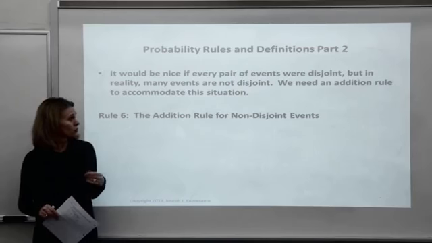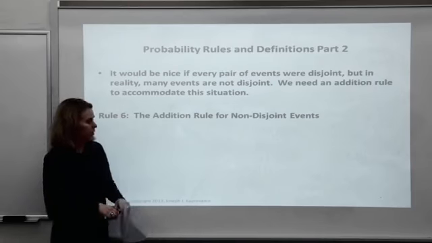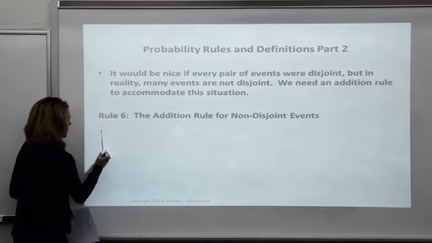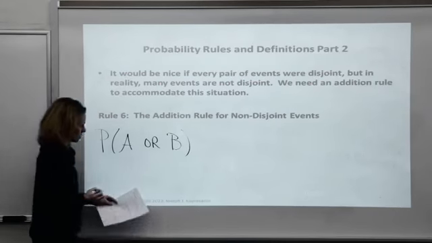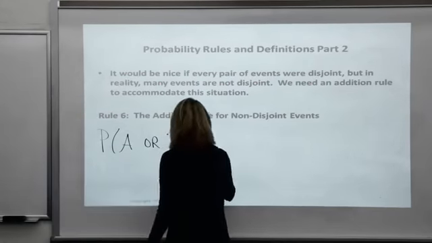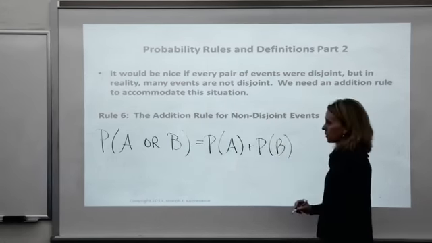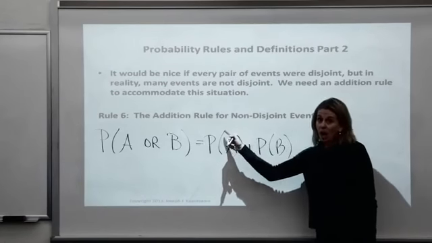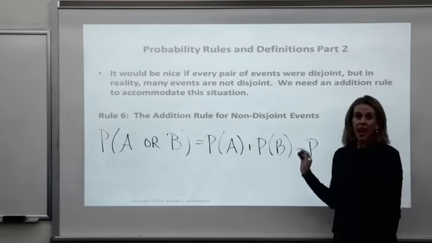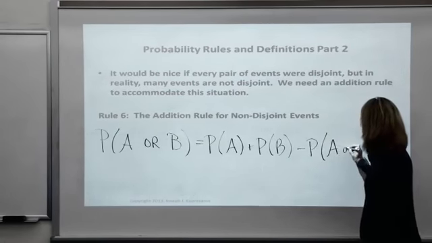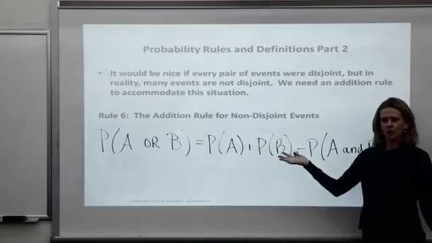So the addition rule for non-disjoint events, and actually this works for any events, whether they're disjoint or not: if we want to know the probability that event A or event B occurs, we can add the probability of event A plus the probability of event B. But when our events are not disjoint, we then need to subtract off the probability that both A and B occur.